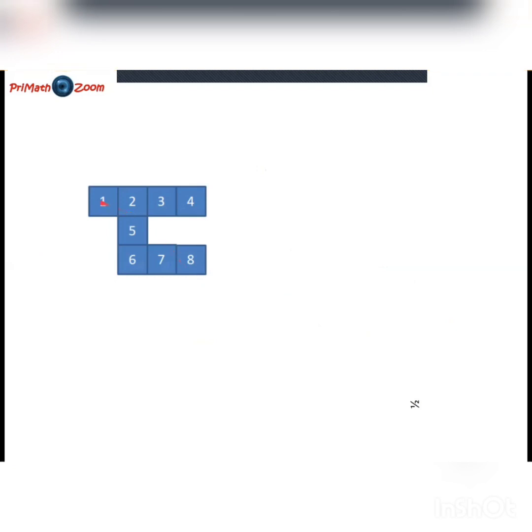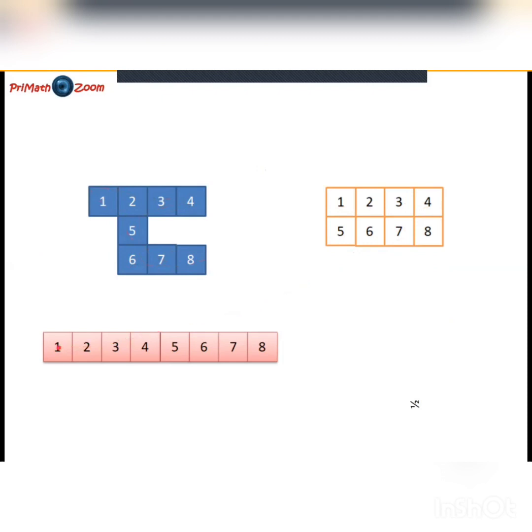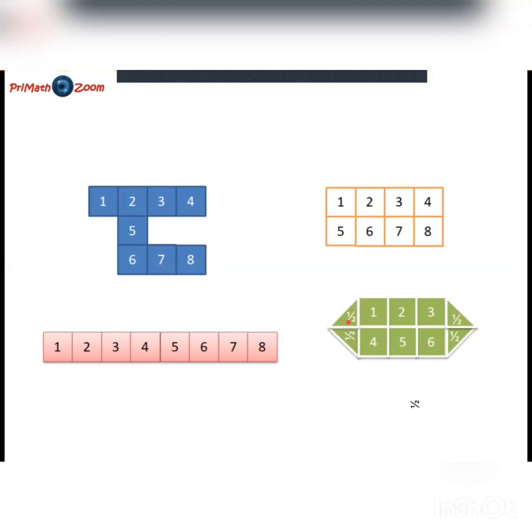We have this: 1, 2, 3, 4, 5, 6, 7, 8. So the area for this shape is 8 squared units. We have this one, 1 to 8. We have this one, 1 to 8. And we have this one, 1, 2, 3, 4, 5, 6. But we have some others here, some half, and on this side, half.